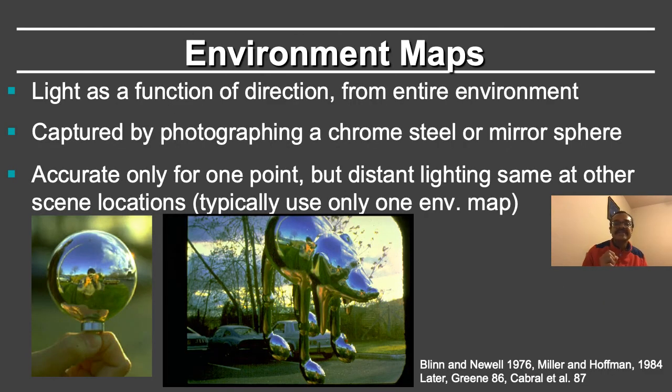Where does this Li term corresponding to the incident radiance come from? It is often represented using an environment map, which is light as a function of direction from the entire environment, and it can be conveniently captured by photographing a chrome steel or a mirror sphere, or in this very early work by Miller and Hoffman in 1984, they were photographing a Christmas lawn ornament.